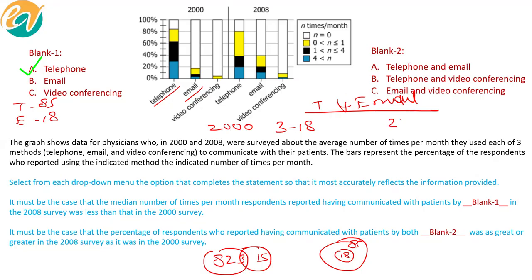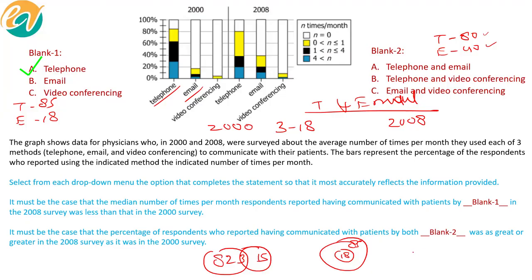Similarly, now let's look at 2008. 2008 telephone is how much? 80. And email is how much? Almost 40, correct? Right? Email is 40. Now, again, can you tell me what's the minimum overlap here? Very nice. Notice 80 plus 40 is 120. So clearly the percentage cannot exceed 100.